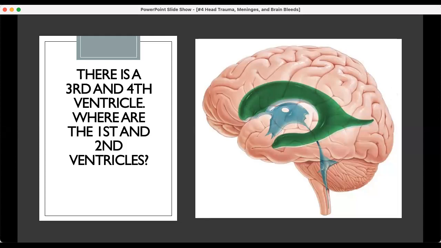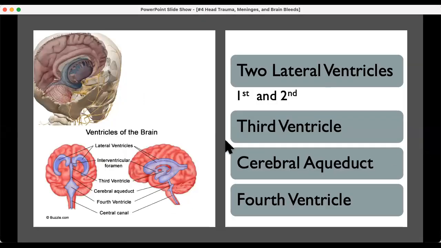So there's a third and a fourth ventricle. Where are the first and second ventricles? So this is the third ventricle. This is the fourth ventricle. So where is the first and second? Basically, it's the lateral ventricles, call them lateral ventricles, but basically they're the first and second. And this is looking at a frontal view of the brain, showing the ventricles, the left and right lateral ventricles.